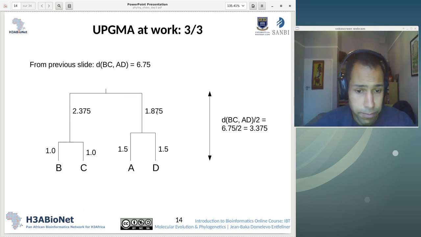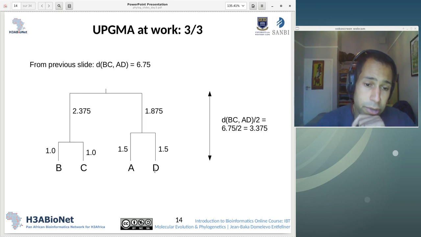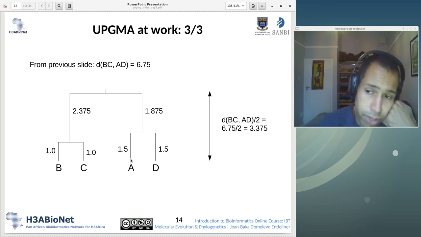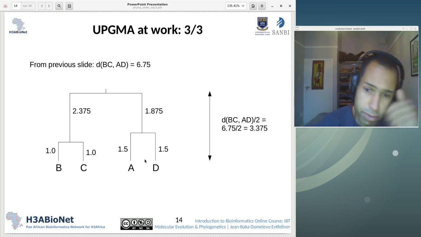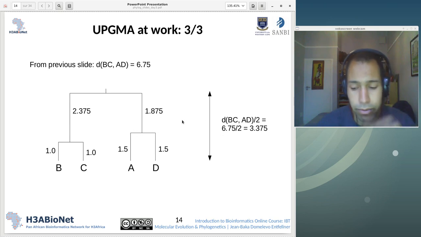For instance, here we see that the final patristic distance given this tree between A and D is 3, and that's what was expected. But the patristic distance in terms of length of the path in this tree between A and C, for instance, is equal to 6.75, right? Because the height here is 3.375, so going from A to C, if you sum this distance, this, and this, the 4 branch lengths, the sum is equal to 6.75. That's the distance observed in this tree between A and C.